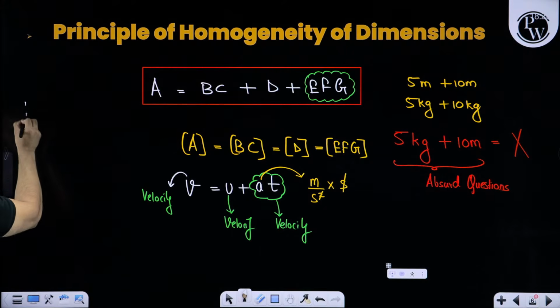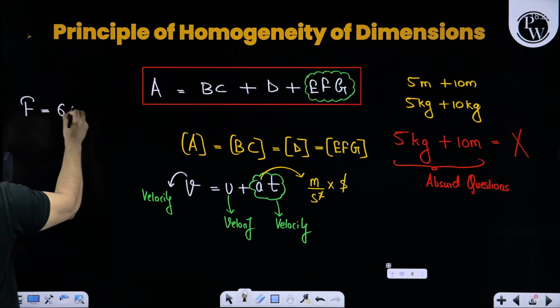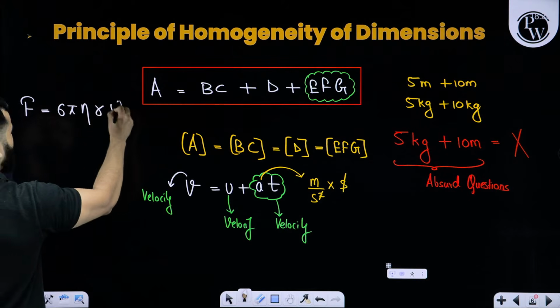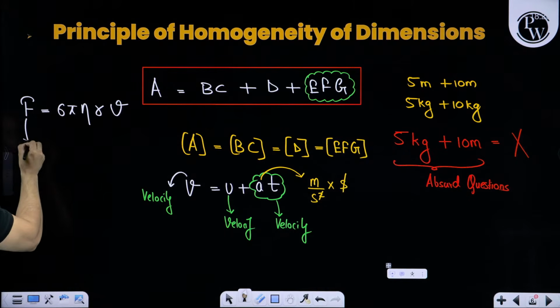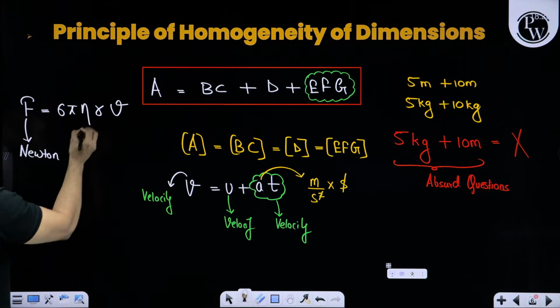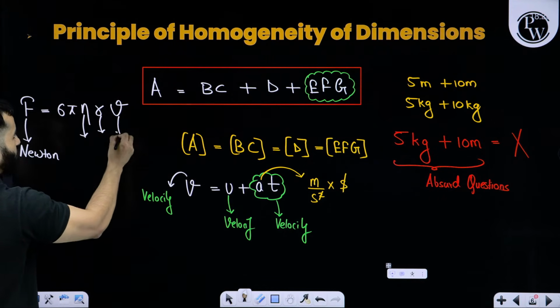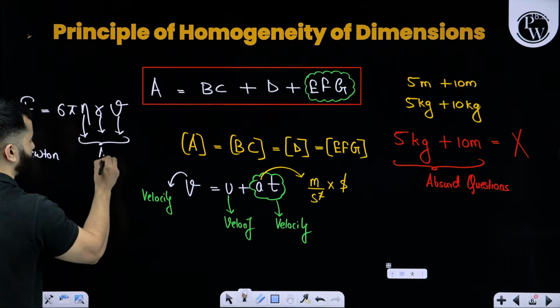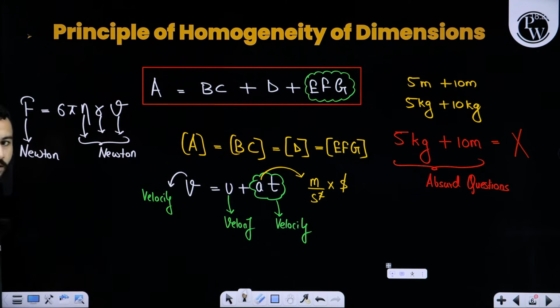Like for example, just now we were talking about F equals 6 pi eta RV. Now I really don't care what eta is, R is, V is. I know this is Newton. So I now know that when I multiply the unit of eta with radius and with velocity, I will get my answer as Newton. I must get my answer as Newton.